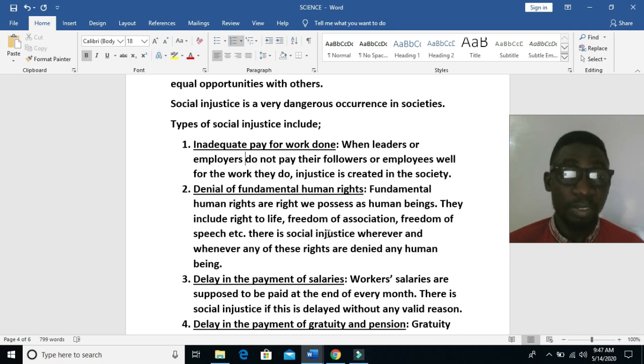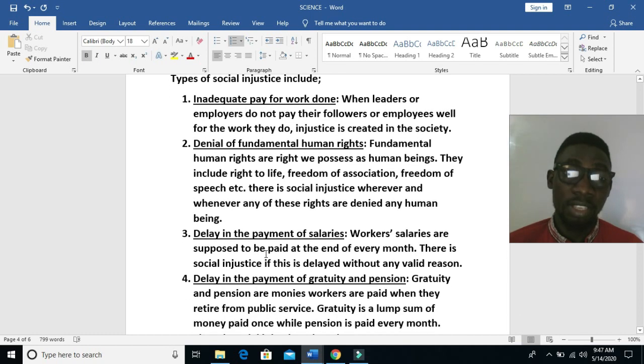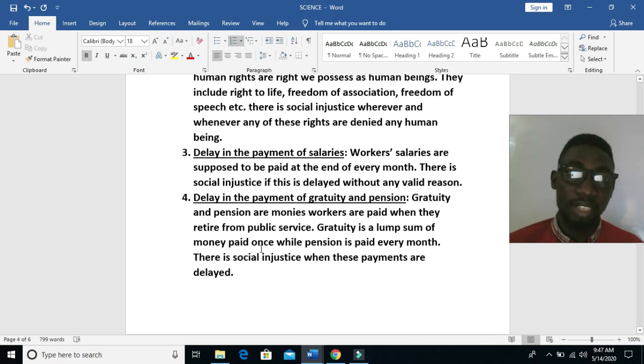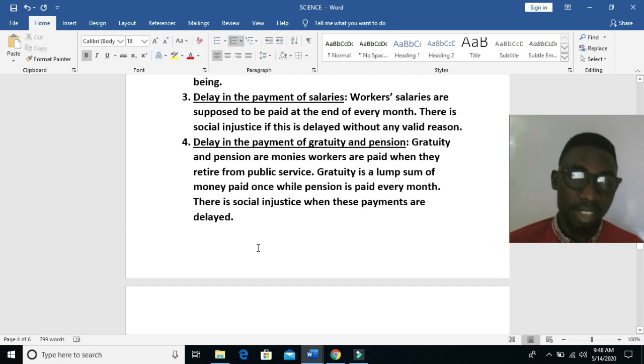And you see that happen around the world today, whereby a particular leader or a strong person will not want people to say what they want. Will not want people to belong to any association they so desire. So when this happens, what you experience is what we call social injustice. There is social injustice wherever and whenever any of these rights are denied any human being. So when there is denial of fundamental human rights, what we have is another form of what? Social injustice.